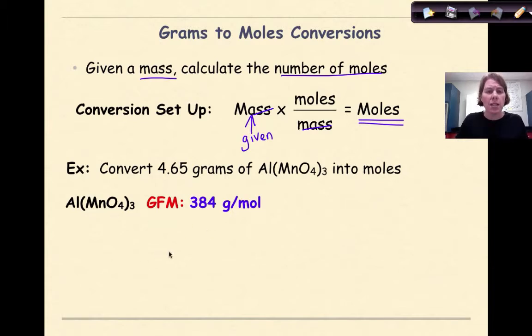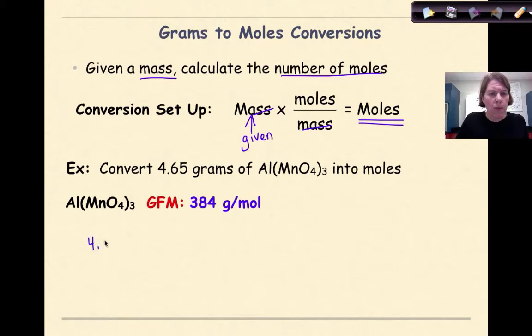So how am I going to set this up? Well, I'm going to start out by writing out my given. That's always the first thing to do. Write your given completely, not just a number. Put the units on, put the formula on, or the element that you're working with.